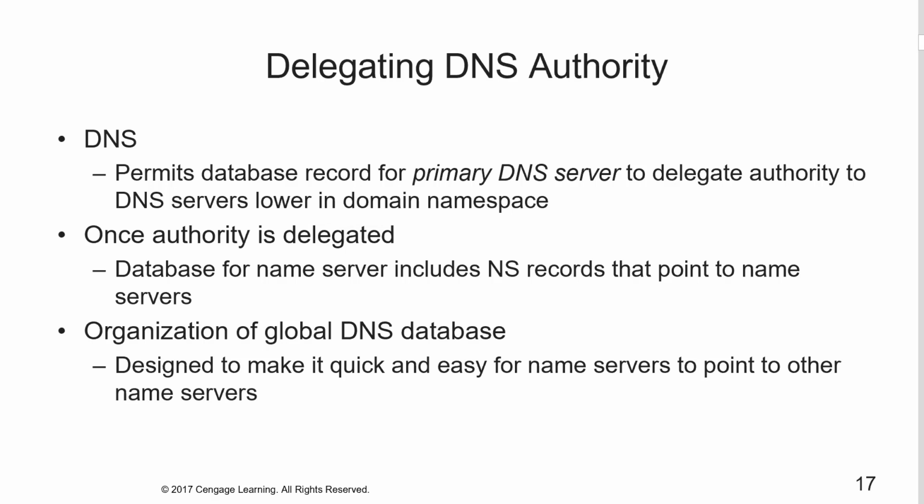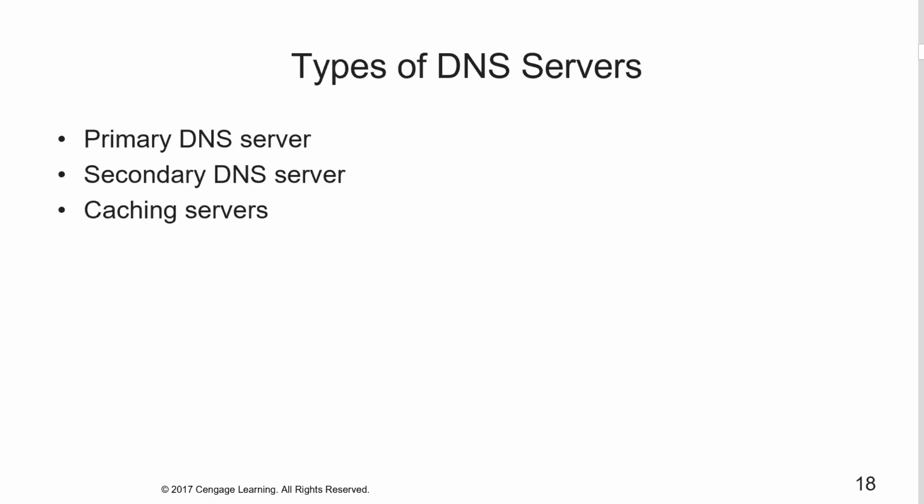So look at delegating DNS authority. The organization of the global DNS database is designed to make it quick and easy for name servers to point to other name servers when the first name servers are not authoritative for specific subdomains. So much of what is involved in navigating the DNS and domain namespace the DNS servers manage collectively consists of following records that point to specific authoritative name servers for specific subdomains.